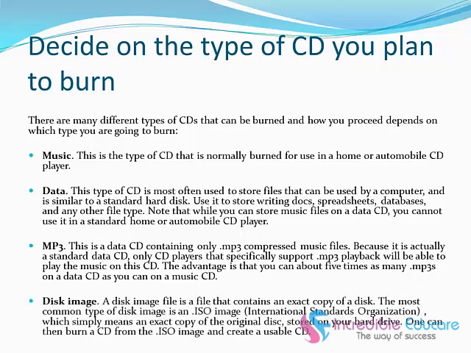Disk image. A disk image is a file that contains an exact copy of a disk. The most common type of disk image is ISO, which simply means the exact copy of the original disk on your hard drive. One can burn a CD from the .iso image and create a usable CD.